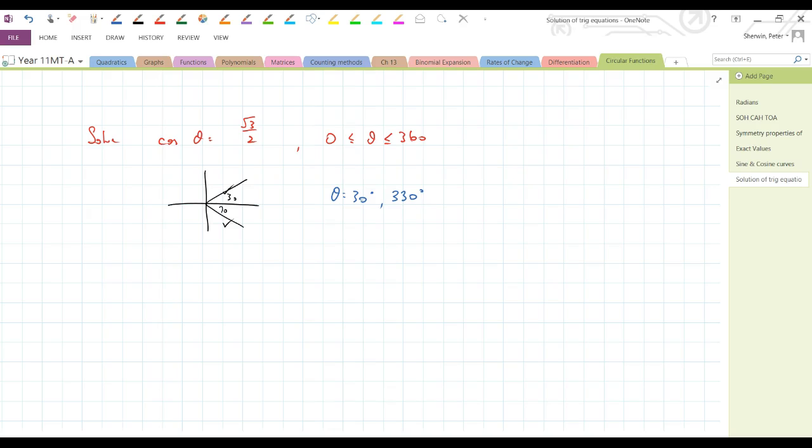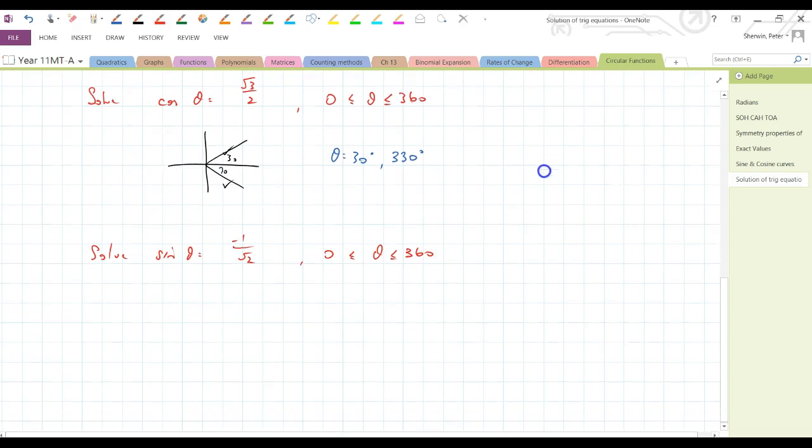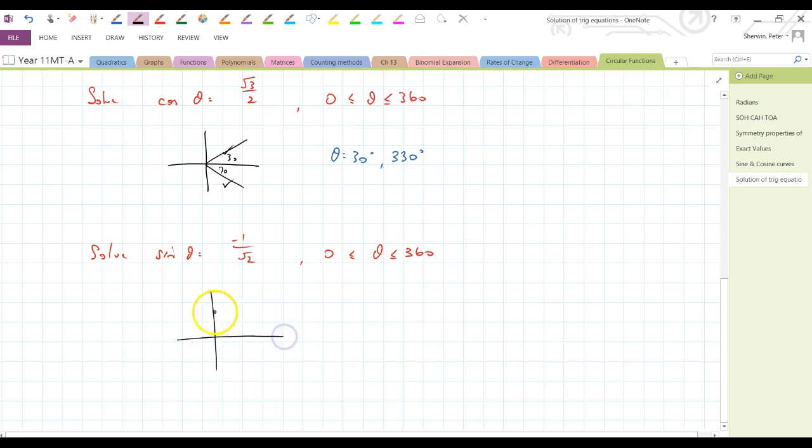Okay, so let's have another look at another example. Solve for sine theta equals, let's go for minus 1 over root 2, again between 0 and 360 degrees. So sine theta, where is it negative? Not there, not there. It's negative in these two quadrants. Minus 1 over root 2.